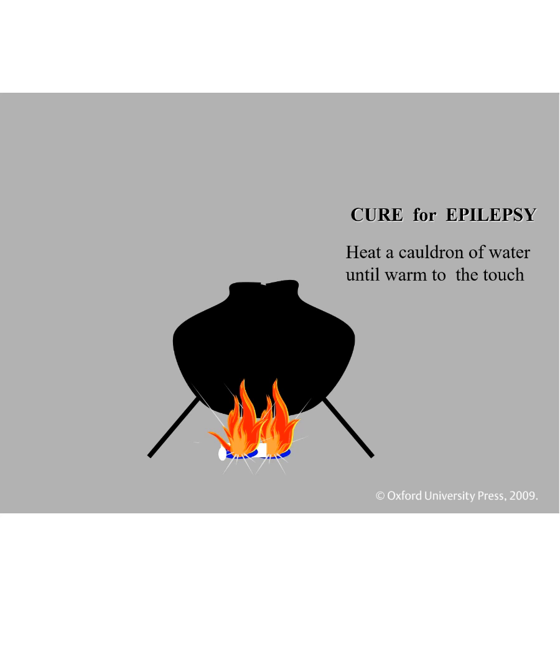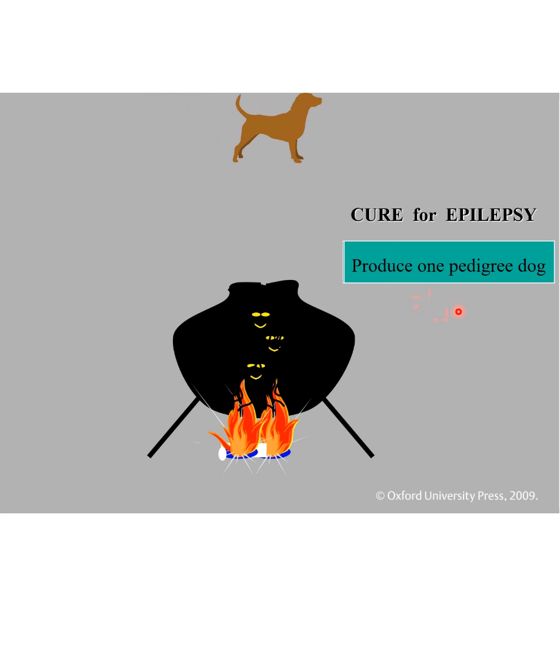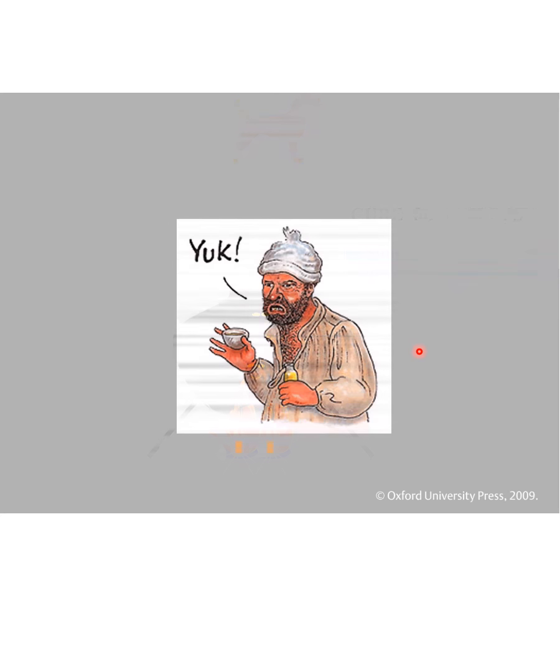Okay, so this is how the drug is synthesized. Um, you heat some water and then you add some juicy spiders, and you get a pedigree dog, and then use the dog turd on top of that. This is supposed to be a cure for epilepsy, and then you simmer for about 20 minutes.